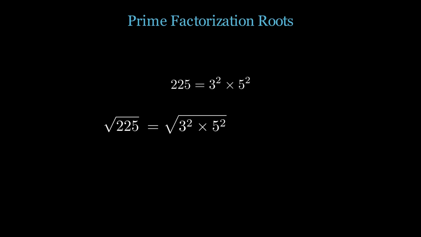Using our prime base, we substitute 225 to rewrite it as the square root of 3 squared times 5 squared. The square powers perfectly match the radical, meaning we can bring out one representative factor for each group. This strips away the radical house, pulling out single factors, 3 times 5. Finally, we multiply them out to get our fully simplified answer, 15.